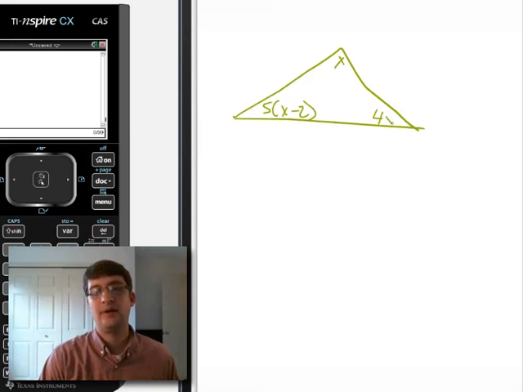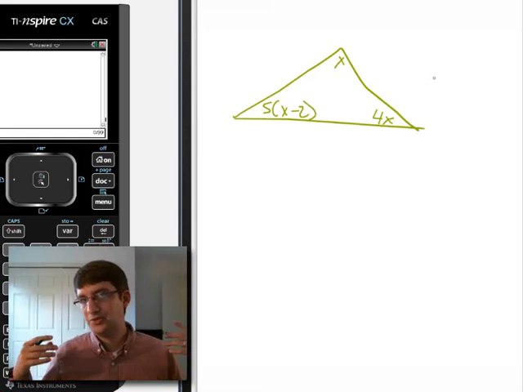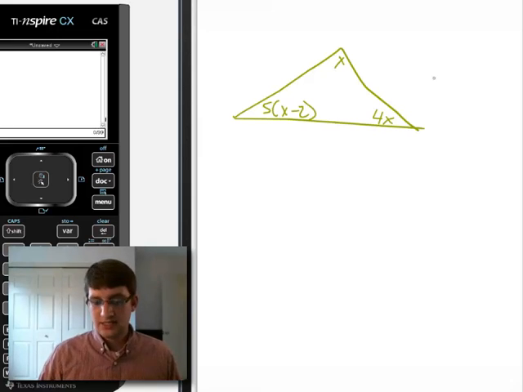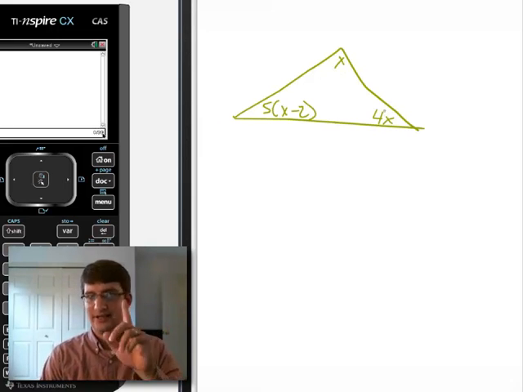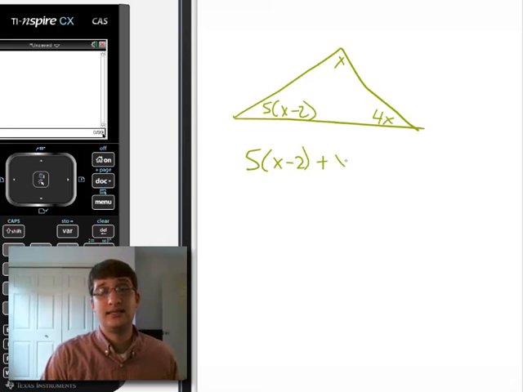Now you have to remember the interior angles of a triangle add up to 180. So I'm going to create an equation, because there's an equal sign in there, where this angle plus this angle plus this angle will equal 180. So I'm going to say 5 times the quantity x minus 2 plus x plus 4x equals 180.